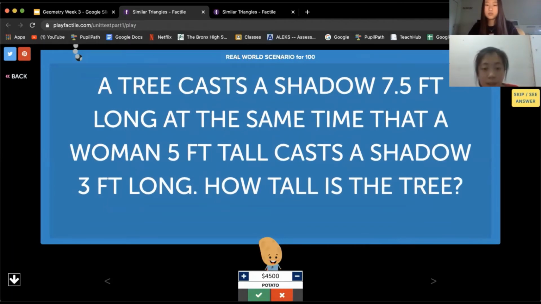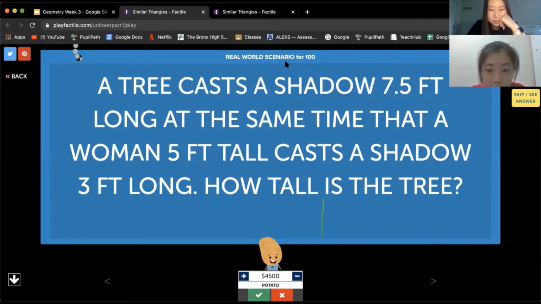So a tree casts a shadow 7.5 feet long at the same time that a woman 5 feet tall casts a shadow 3 feet long. How tall is the tree? So now we have to draw our own triangles. They don't give us a triangle anymore. We have to draw our own.